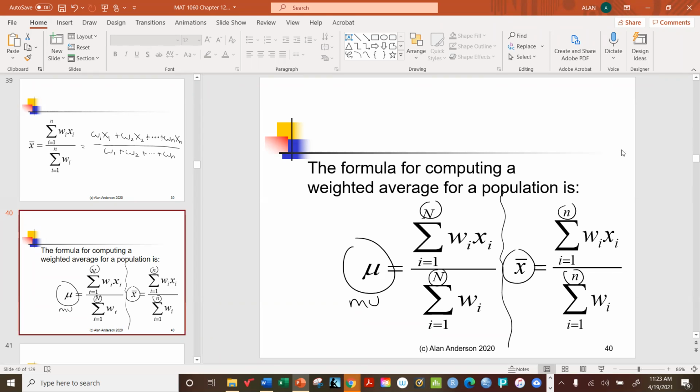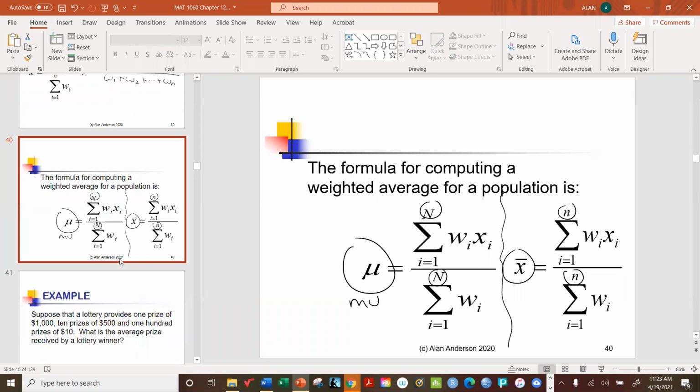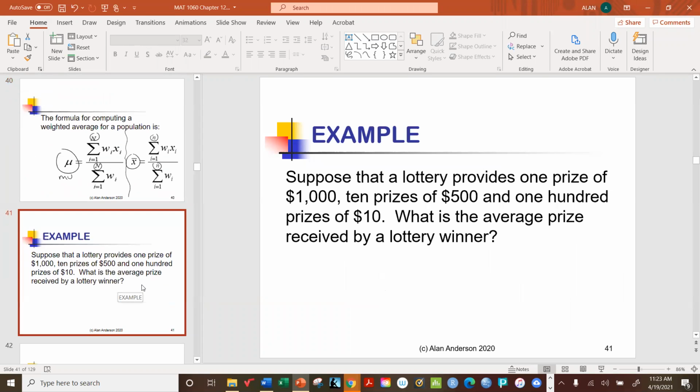All right, so now we're going to do an example. Suppose that a lottery, a small lottery, provides a single grand prize of $1,000, 10 prizes of $500 each, and then 100 prizes of $10 each. What would be the average prize received by a lottery winner? If you win this lottery, on average, how much are you actually winning?